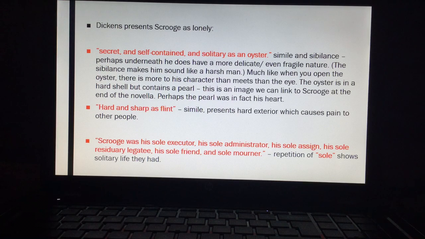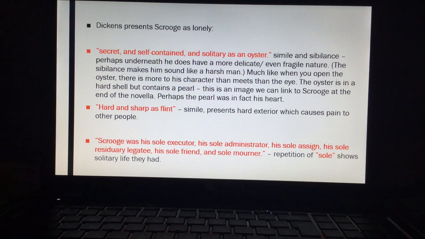The oyster is in a hard shell, but contains a pearl. This is an image we can link to Scrooge at the end of the novella. Perhaps the pearl was in fact his heart. This is a huge simile for us in terms of the character of Scrooge, because it's showing us actually that this hard, harsh exterior and this coldness that he carries around is just a shell. It can be removed, and when it is removed, we find this generous man, this good man.